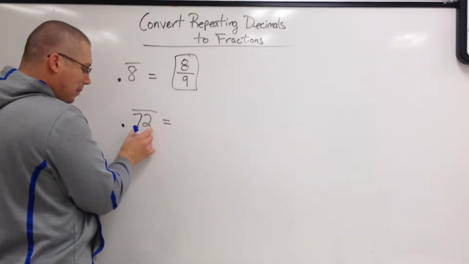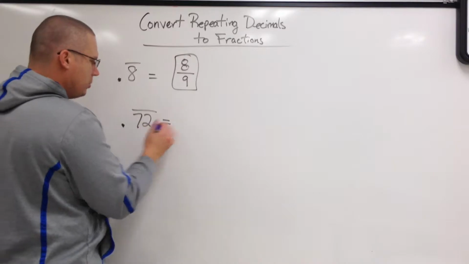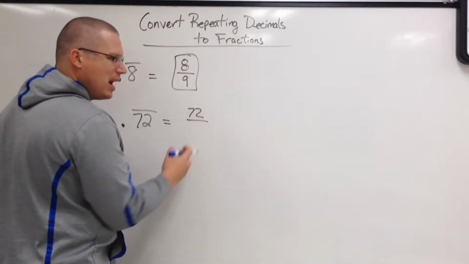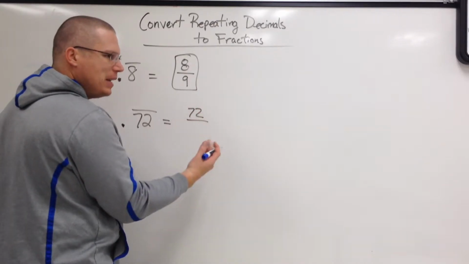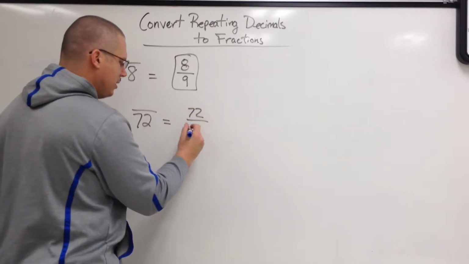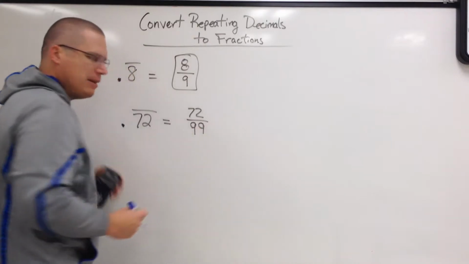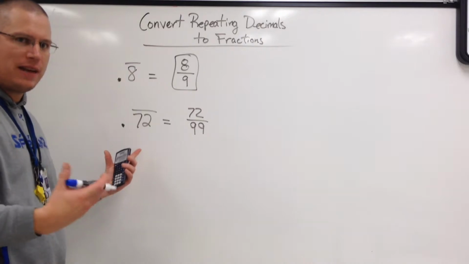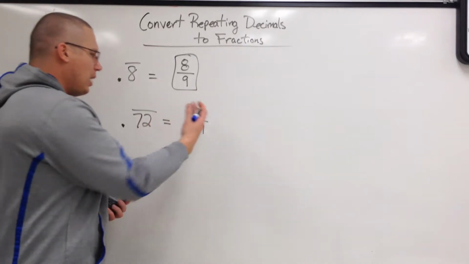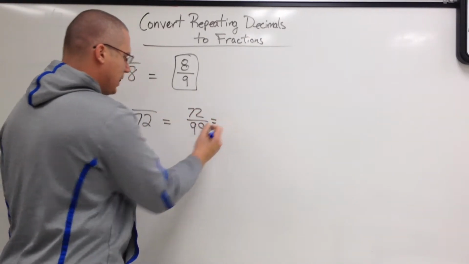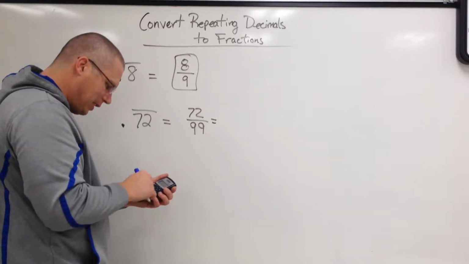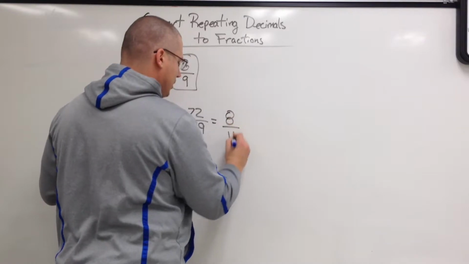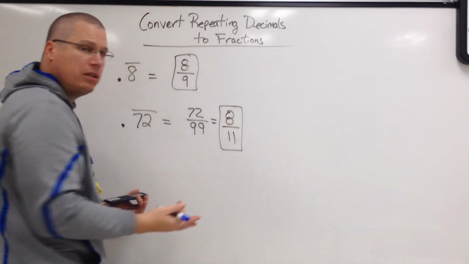What if I have something bigger like 0.72 repeating? Take my repeating pattern, which is the 7, 2, that goes in the numerator, 72. A 9 in the denominator for every digit of my repeating pattern. I have 2 digits, so that goes over 99. So the fraction 72/99 is the same as 0.72 repeating. How do I check? Well, first of all, I have to reduce if I can. So I type in 72 fraction 99, hit equals. It reduces to 8/11ths. So this is my real fraction.